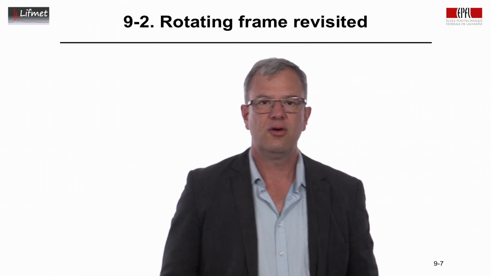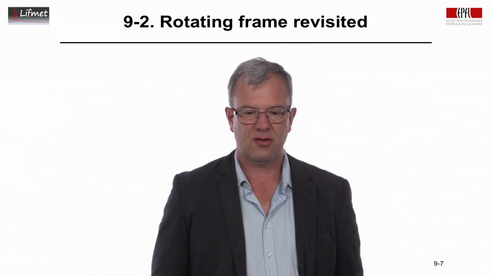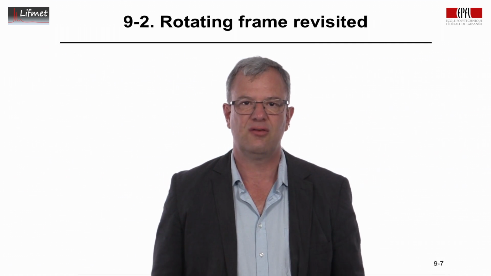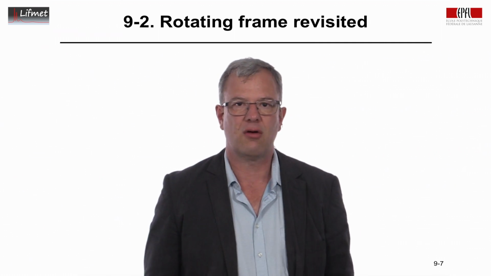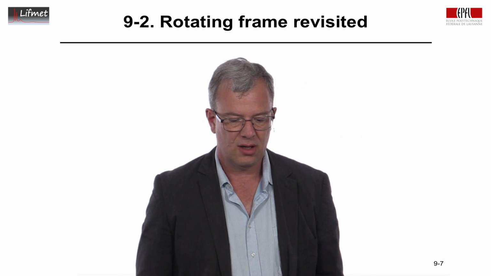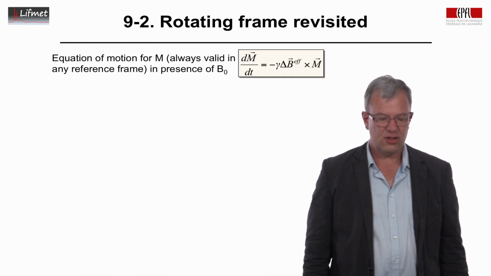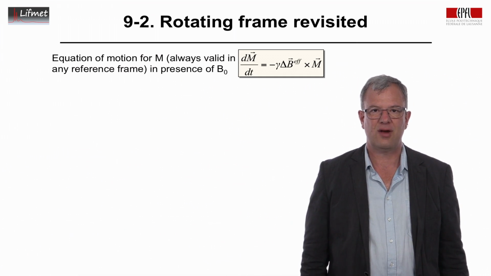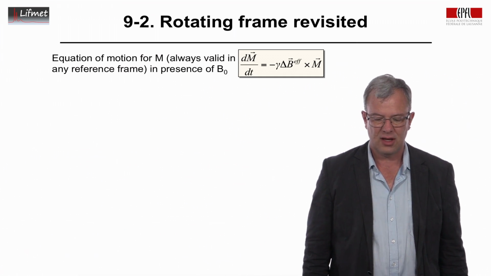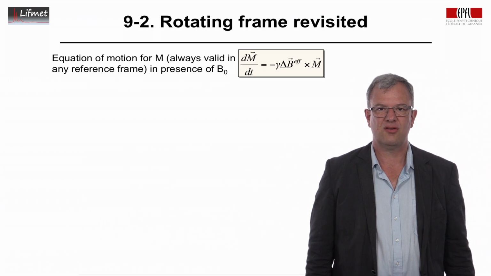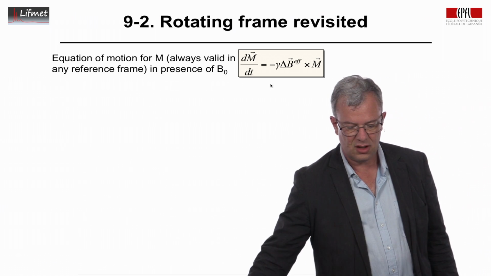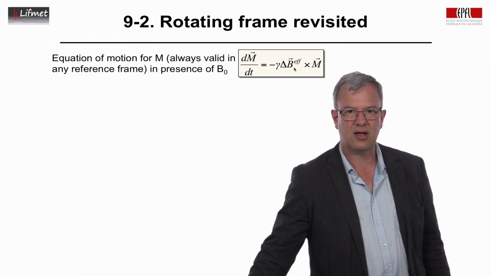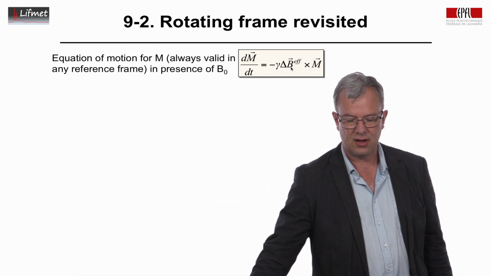So now I want to review the rotating frame description of the magnetization, because it is really important that we have a good grasp on this description. The equation of motion for the magnetization has to be valid in any reference frame. In the presence of a magnetic field, it is given by the Larmor equation, which states that the magnetization precesses around delta B effective with the frequency gamma delta B effective.